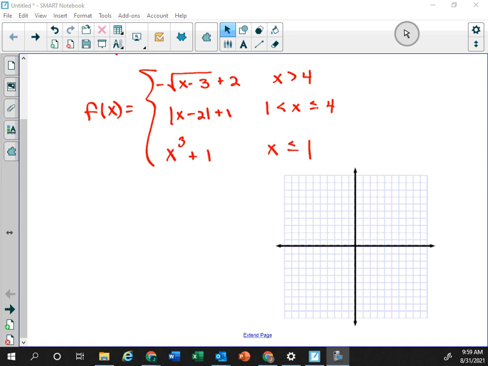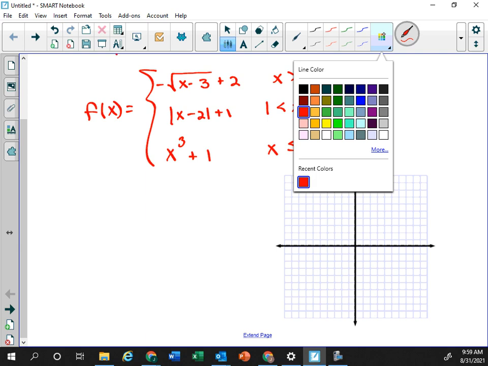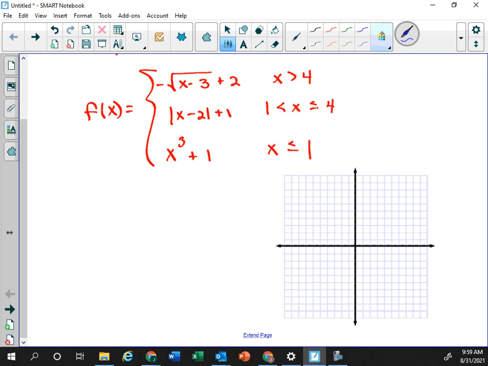So the first one, that's a square root. We know what that graph looks like. Looks to me like it's been flipped over the x-axis, shifted right 3, and shifted up 2. So this is not the final graph for that, but let's just draw on here what that looks like.